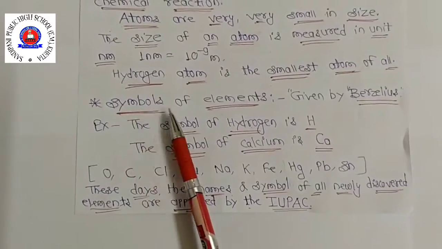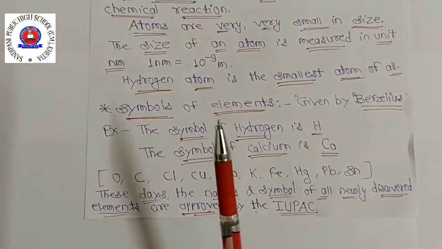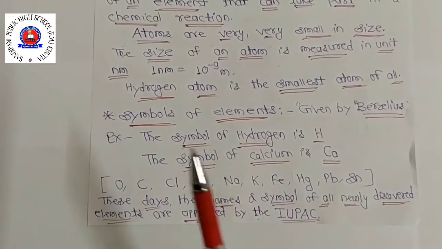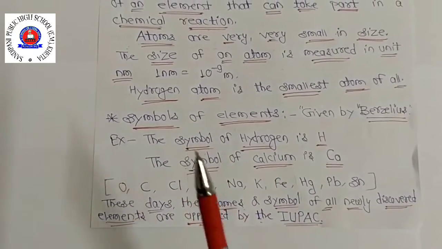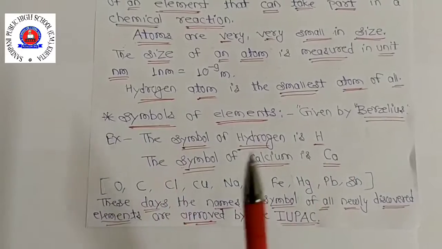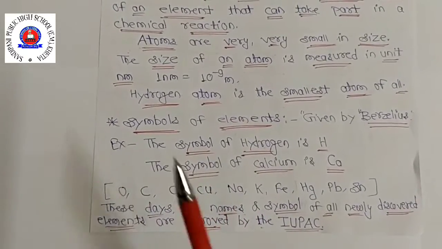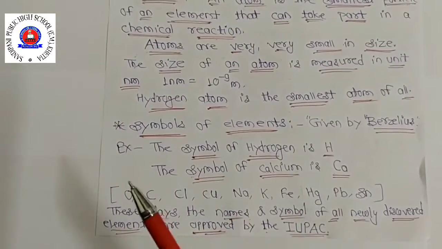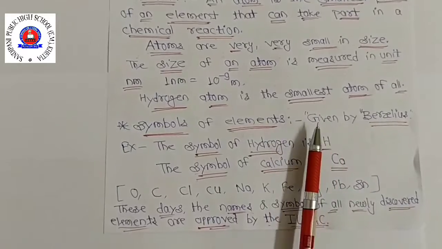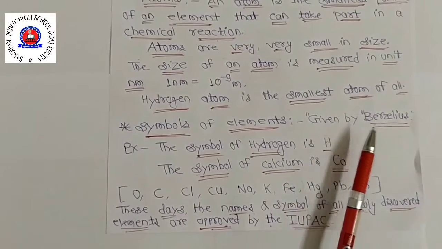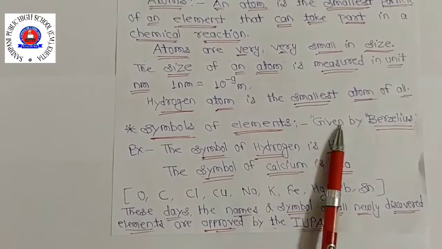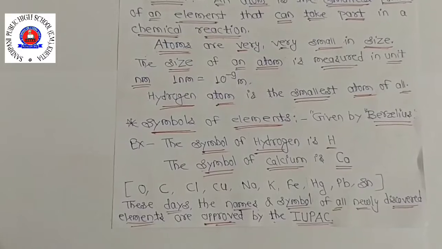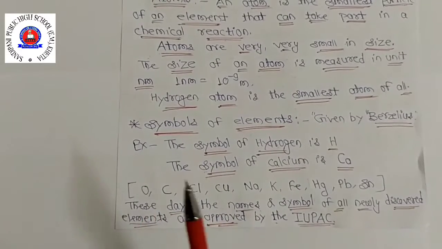Clear this one? Now, symbol of elements. A symbol is a thing like a sketch or letter, etc., which represents or stands for something else. When we say the symbols of elements, it means the symbols of the atoms of the elements, because elements are made up of atoms. Modern symbols of elements were proposed by J.J. Berzelius. Clear this one?